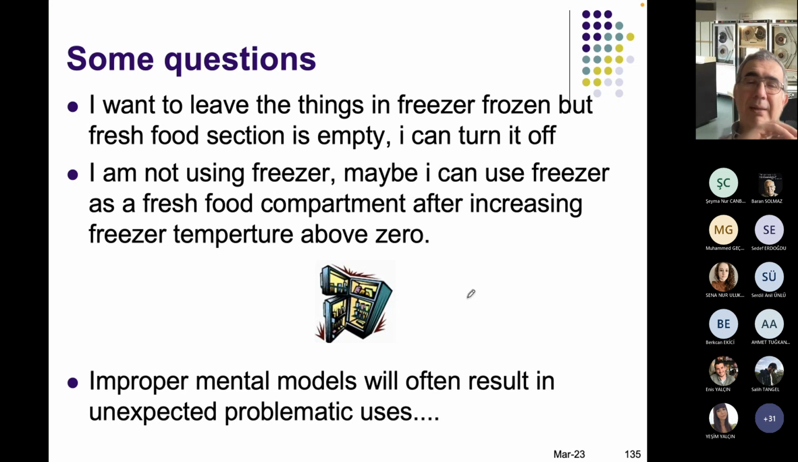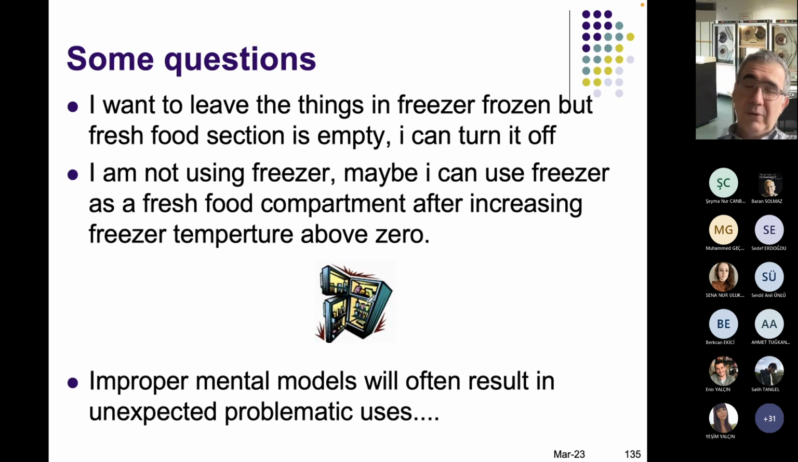Fortunately, this model is improved, and the refrigerator we just bought last year supports this. It is again Arçelik. I can turn off the bottom side. I can turn off the upper side. I can convert both of them to the fresh food compartment if I want. I kind of like it. I haven't had a chance to use it, but I may use it this summer.